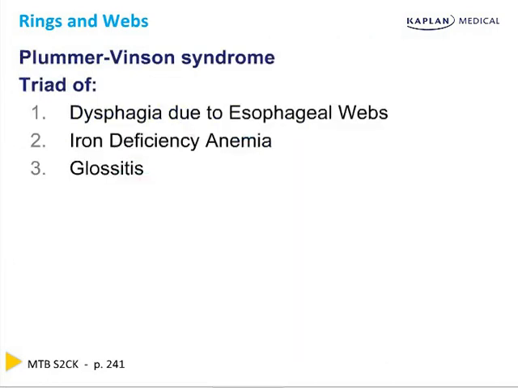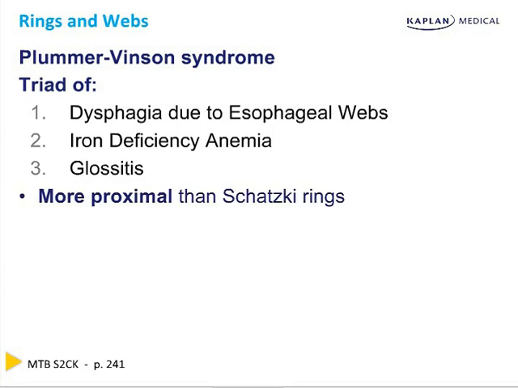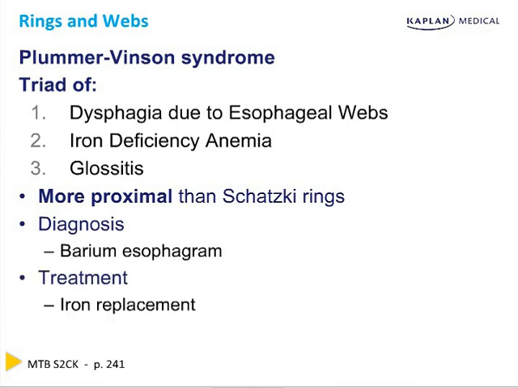Plummer-Vinson syndrome is another type of anatomic deformity. It's a triad of dysphagia due to esophageal webs, iron deficiency anemia, and glossitis. It's similar to Schatzki rings, except that they're more proximal in the esophagus. They're diagnosed the same way, however, by barium esophagram studies. The treatment is actually very different. It's not pneumatic dilation. The treatment for Plummer-Vinson syndrome is iron replacement. This could actually lead to resolution of the lesion itself.